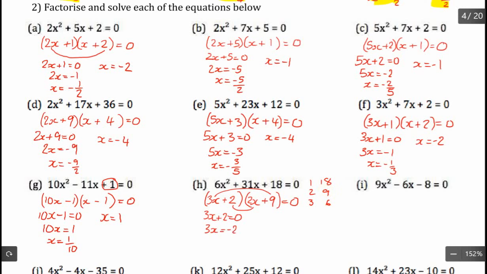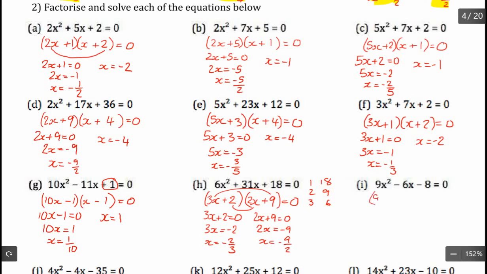3x equals negative 2, so x equals negative 2/3. From this bracket, 2x plus 9 is 0, so 2x equals negative 9, so x is negative 9/2. Okay, similar process on the next one.